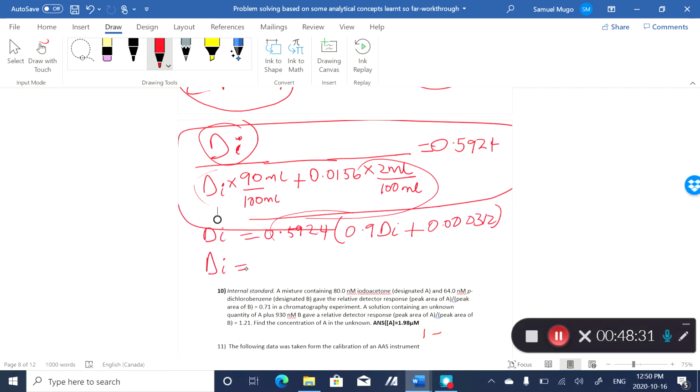And so after that, I can solve for the Di. Of course, when you take this to the other side, it becomes negative and so on. Of course, simple algebra, that one you have to know. So the Di then is equal to 0.0000394, and that's the molar concentration. But if you want it in millimolar, it is 0.394 millimolar.